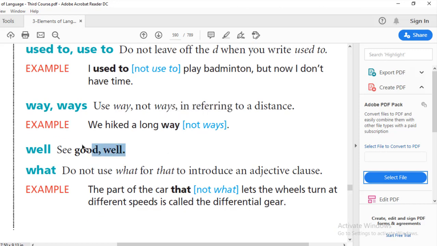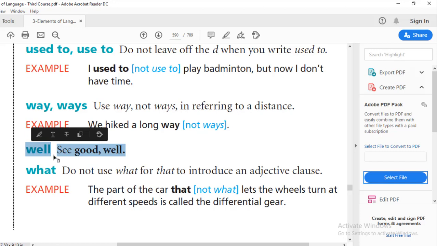And the words "good" and "well." We said that "good" is an adjective and "well" is an adverb, right? But we also said that "well" could be used as an adjective when it means in good health, right? So for example, when somebody says "how are you doing today," you say "I'm feeling well." Here it means you feel healthy, right? You're in good condition. Okay.